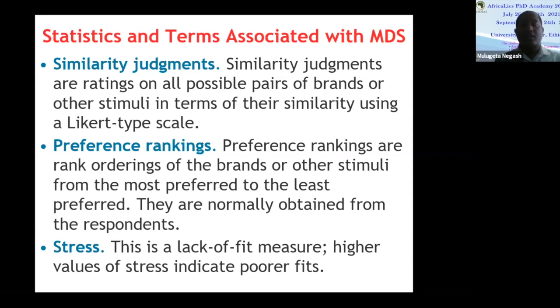In the preference ranking, if we have 10 brands, customers will be forced to give 1 point for the most preferred brand and 10 points for the least preferred brand. The mean of the preference would show the most preferred brand with the minimum mean, and the least preferred brand with the maximum mean, and that would be shown in the preference ranking. And we actually have a SPSS procedure for conducting preference ranking.